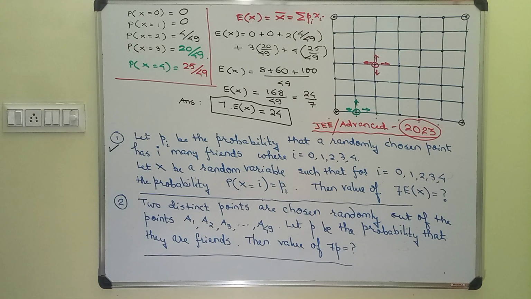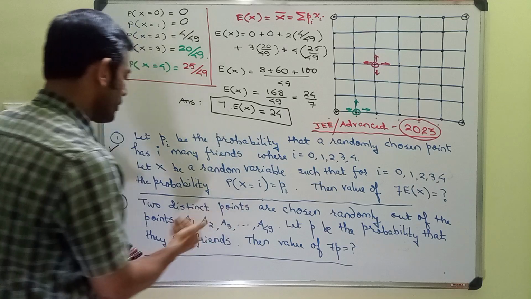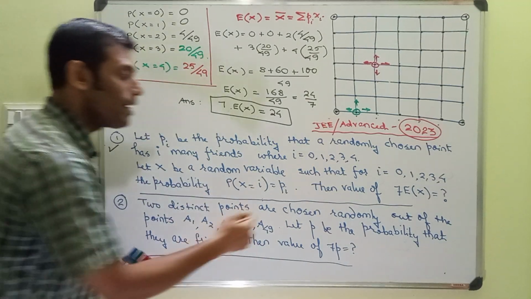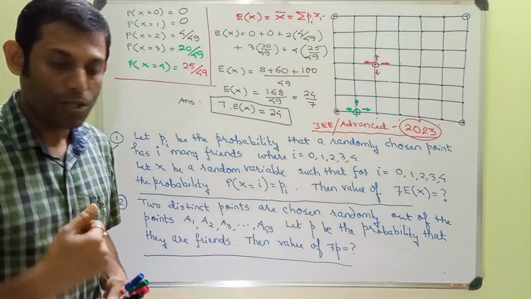This is 7 e of x. Now two distinct points are chosen randomly out of the 49 given points. Any two points are chosen. Let p be the probability that they are friends. Then the value of 7p is equal to how much?